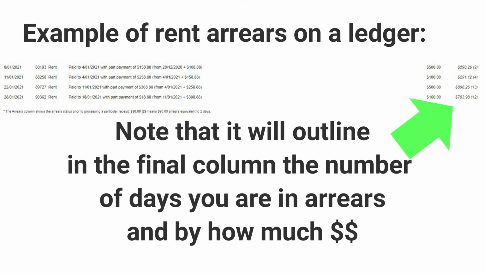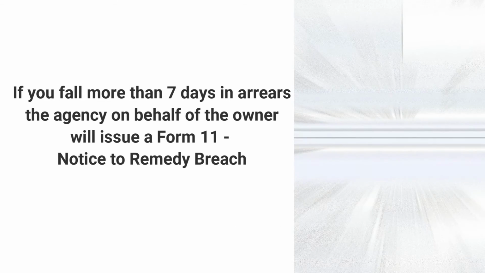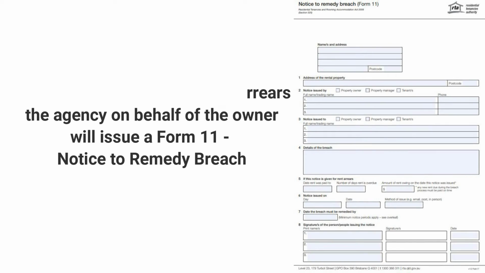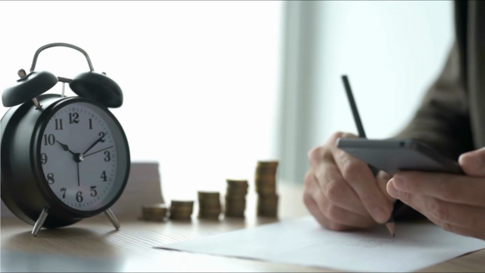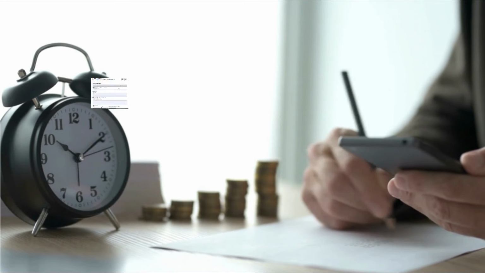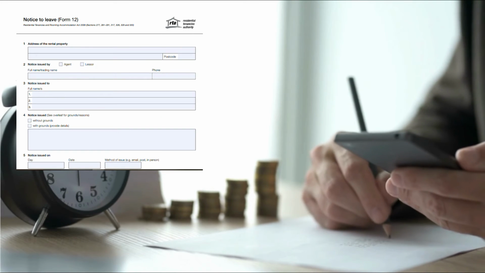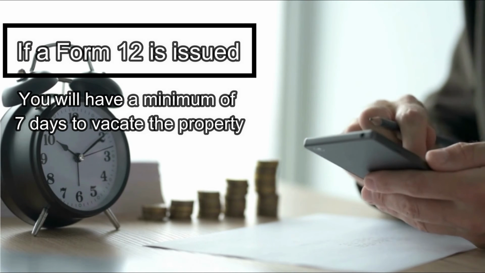If during your tenancy your rental payments fall behind, you will be issued a breach for non-payment of rent. If you fall more than 7 days in arrears, the agency, on behalf of the owner, can issue a Form 11 notice to remedy the breach. You must then pay all amounts owing within 7 days. If the rent is paid within this time frame, your tenancy agreement continues as normal. If rent is not received within the required time frame, the agency can then issue a Form 12 notice to leave to end the tenancy. You'll then have a minimum of 7 days to vacate the property.